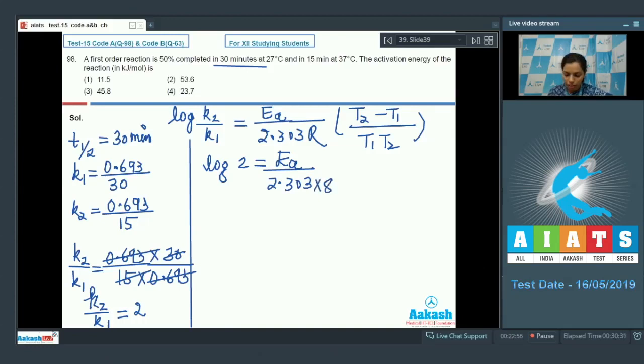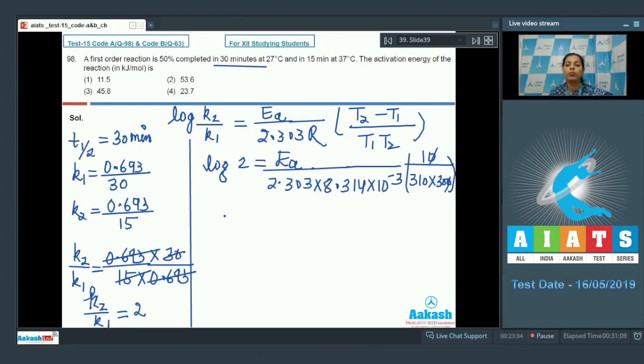I'll write it in joule first, and then if I want to change it into kilojoule, I need to multiply by 10 raised to the power minus 3. Now T2 minus T1, what is T here? This is temperature: T2 is 37 degrees Celsius and T1 is 27 degrees Celsius. Let's change them into Kelvin. So 37 becomes 310 Kelvin and 27 becomes 300 Kelvin. What's the difference? That is 10 Kelvin divided by 310 into 300. So this can be cut in this way.